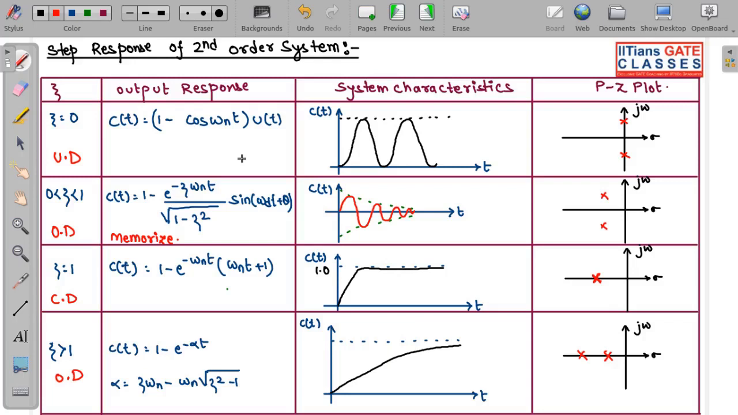to memorize this part only, that C of t is equal to what? It is equal to 1 minus e to the power minus zeta omega n t divided by under root of 1 minus zeta square, sine of omega d t plus theta, where this theta is equal to cos inverse of zeta, because this is the angle of inclination. So this is your step response for the second order system.